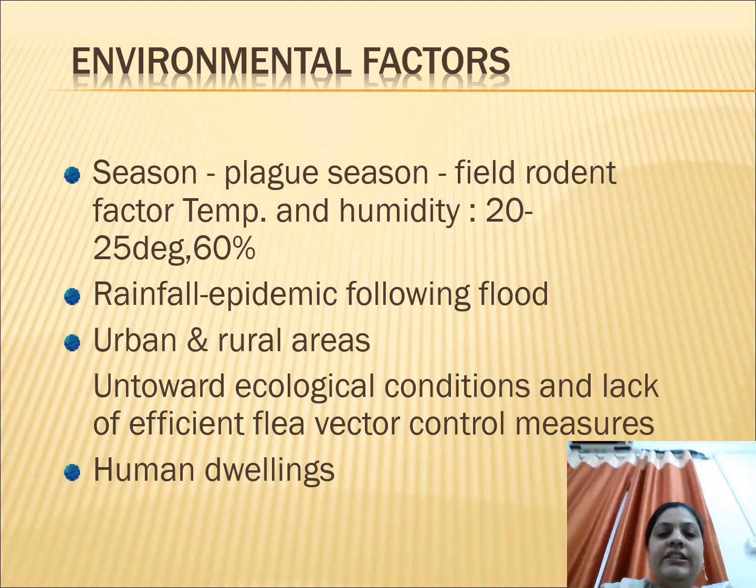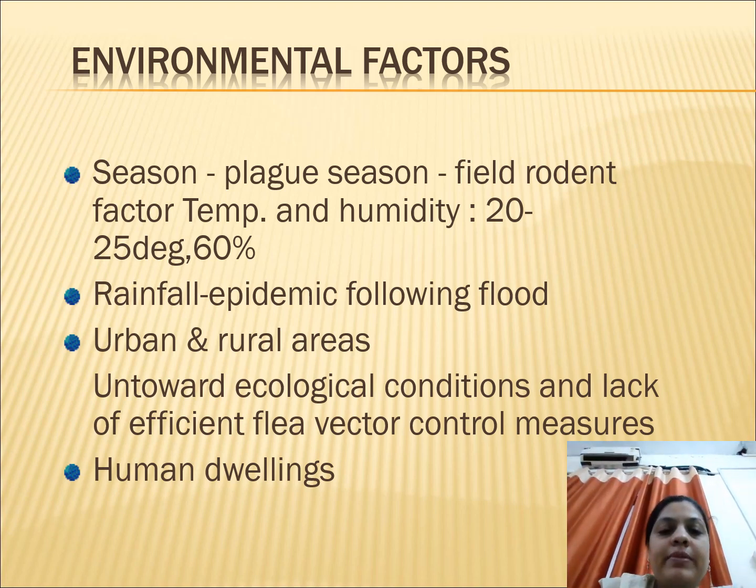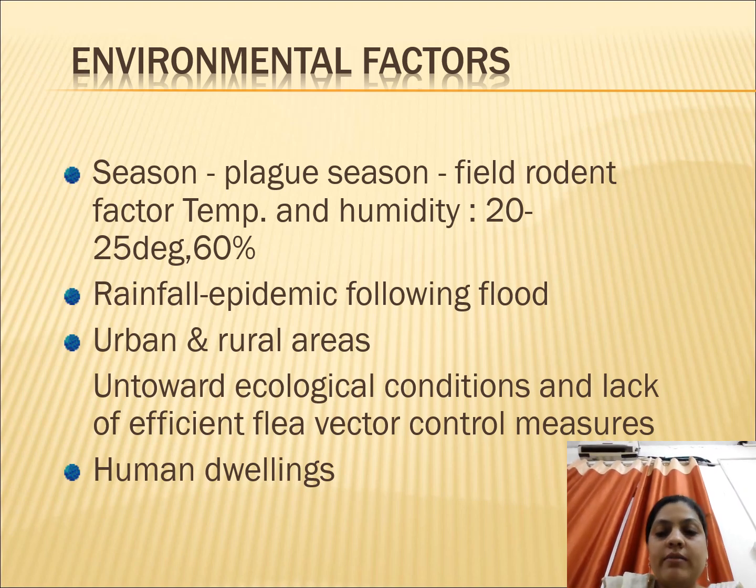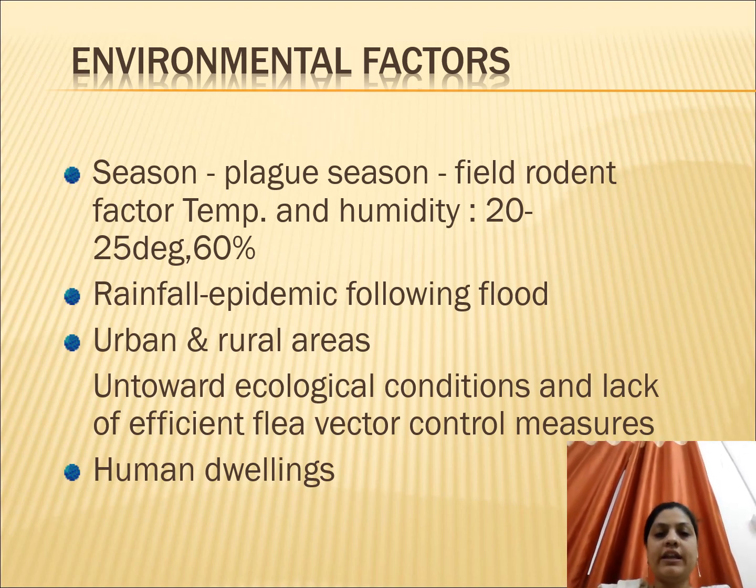Seasons. The plague season is when the temperature is around 20 to 25 degrees and the humidity around 60%. Rainfall: post rainfall, epidemics were commonly seen because the rains used to fill the rodent burrows, and the rodents used to come out from the burrows and spread on the surface. More of an urban-rural phenomenon, with untoward ecological conditions and lack of efficient vector flea control measures.